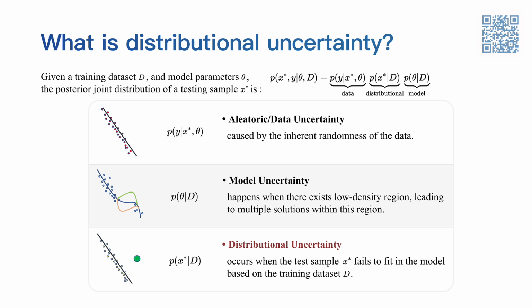The data uncertainty is inherent in the dataset generation process. The model uncertainty represents the uncertainty of model parameters given the current training dataset. And finally, the distributional uncertainty explains the distribution gap between the test sample and the training dataset. It occurs when the test sample fails to fit in the model based on the training dataset.